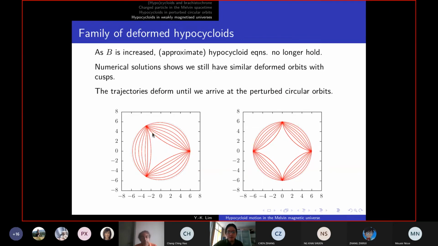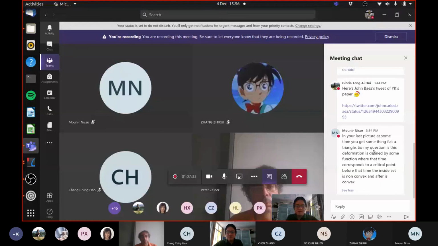Although the exact critical point where it becomes convex to concave, I guess we can't really tell because they are numerical solutions. We can look at it visually and look at the numerical data, but if we can find a way to solve the equations of motion, at least approximately, then maybe we can extract some information about this. Is it related to what you're talking about?